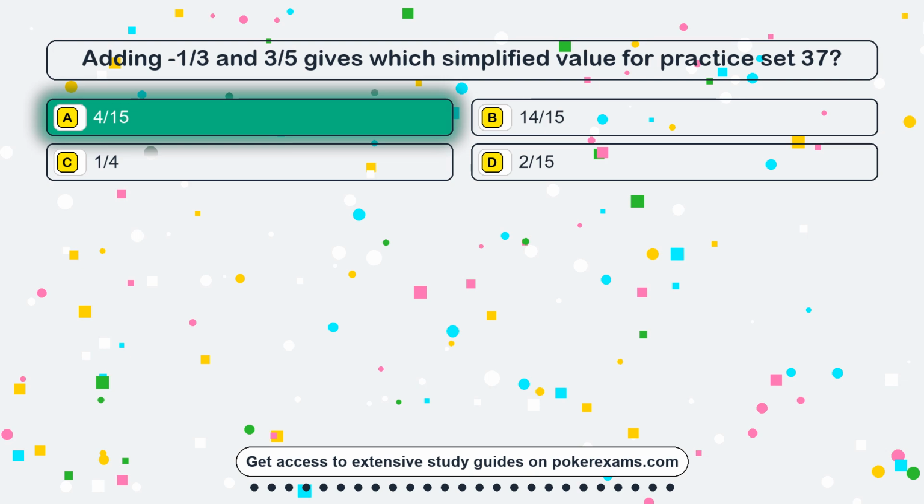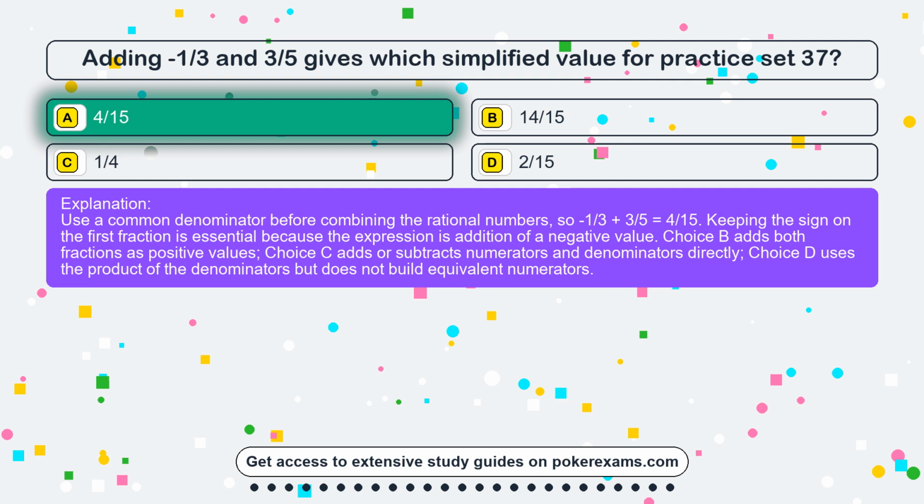The correct answer is option A, 4/15. Use a common denominator before combining the rational numbers, so -1/3 plus 3/5 equals 4/15. Keeping the sign on the first fraction is essential because the expression is addition of a negative value. Choice B adds both fractions as positive values, choice C adds or subtracts numerators and denominators directly, choice D uses the product of the denominators but does not build equivalent numerators.